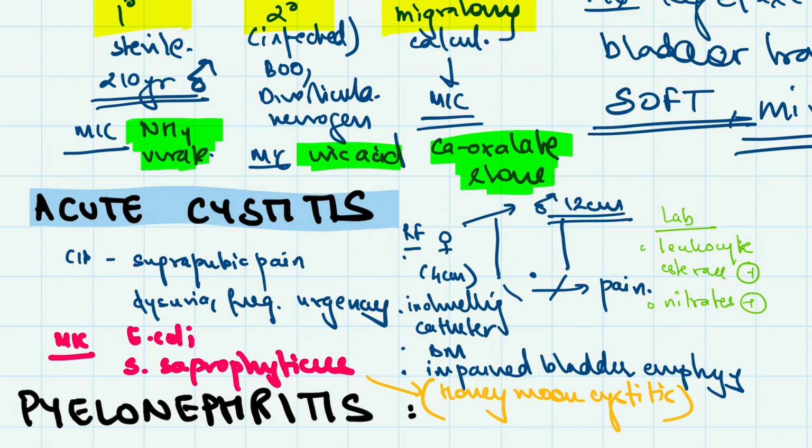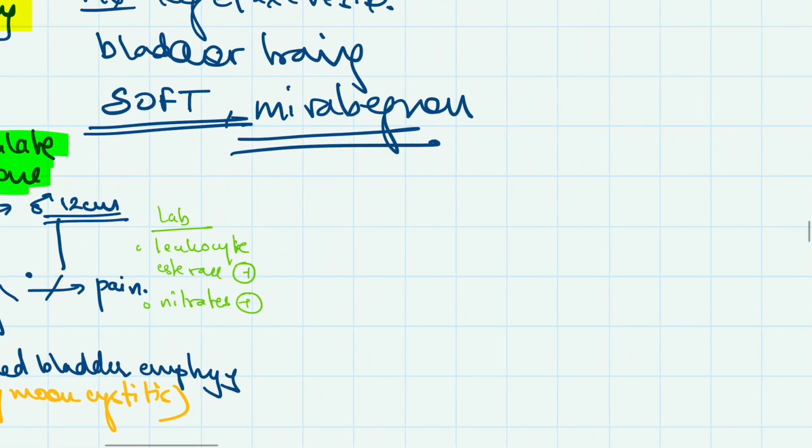And the nitrates test is positive in case of infection with the Enterobacteriaceae family, right? Then there is sterile pyuria. It is a culture negative pyuria, right? For management, antibiotics are given like cotrimoxazole and nitrofurantoin.